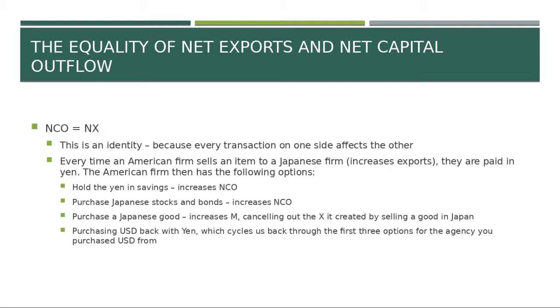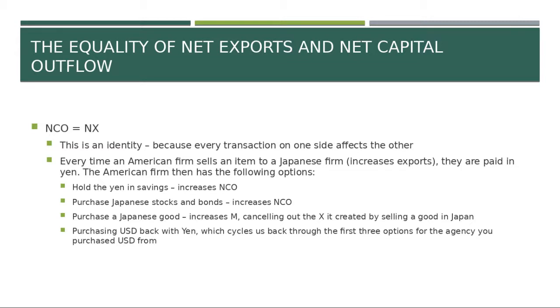They can purchase a Japanese good, which instead increases imports, which then cancels out the exports the American firm just sold. Or they can purchase US dollars back with yen, which cycles us back through the first three options for the agency you purchased US dollars from.